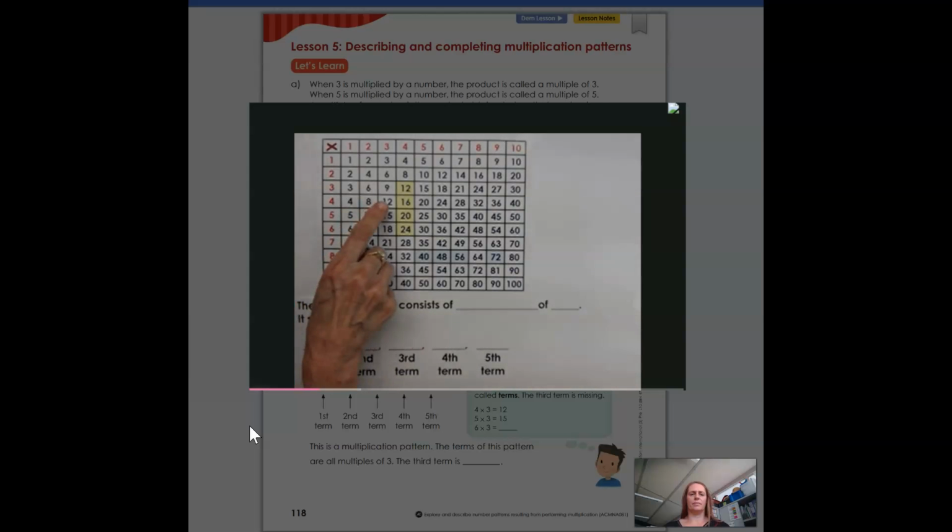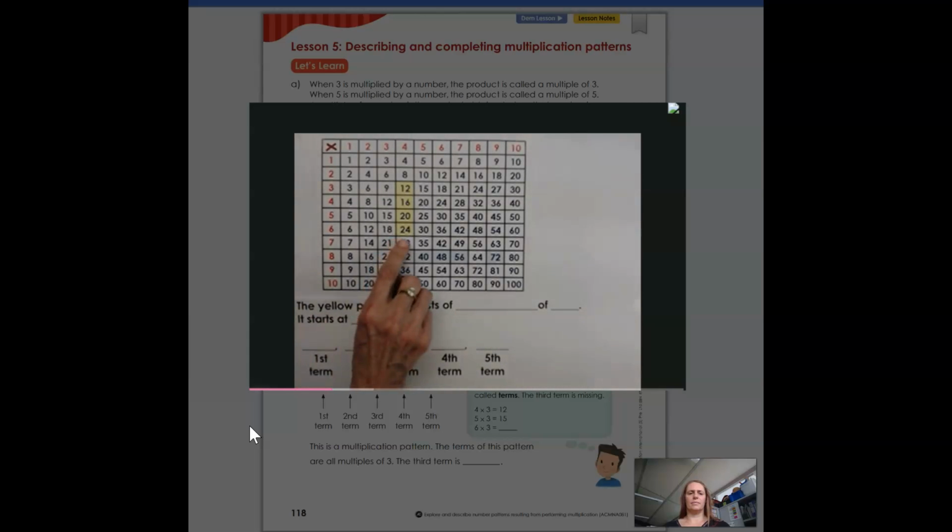We can use multiples to help us describe multiplication patterns. Let's look at the pattern on the multiplication chart that is shaded in yellow. Let's look at the numbers in this pattern. There's 12, 16, 20, and 24. How can we describe the yellow pattern? The numbers in the yellow pattern are called terms. What's the first term in the pattern? It's 12. So the first term in the yellow pattern is 12.